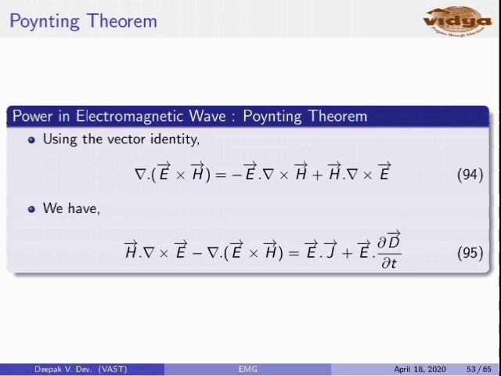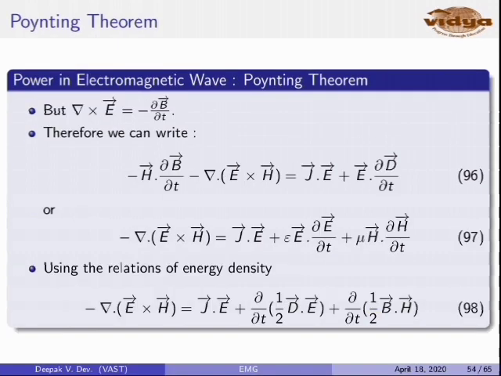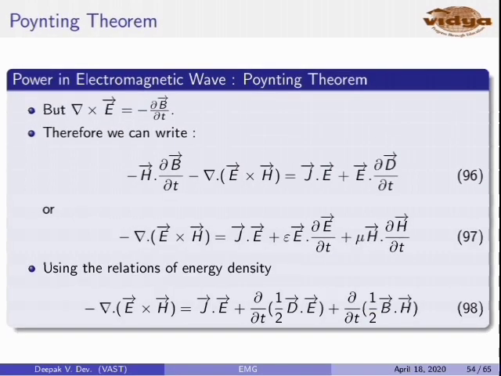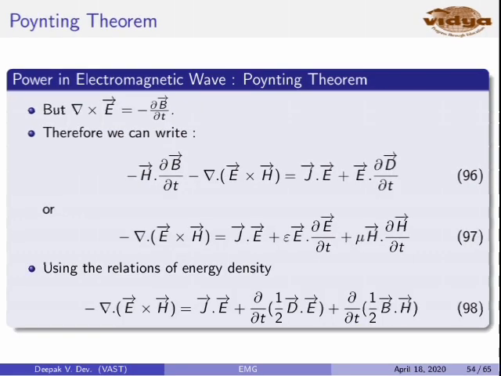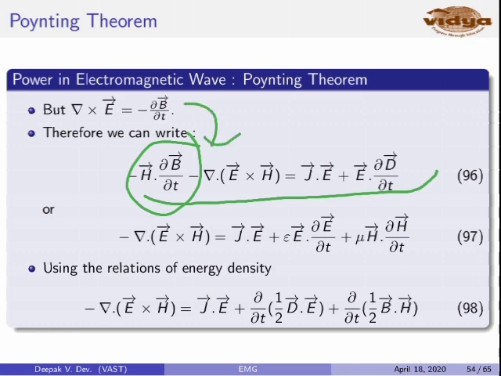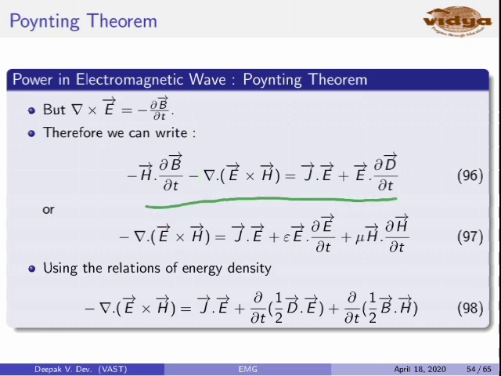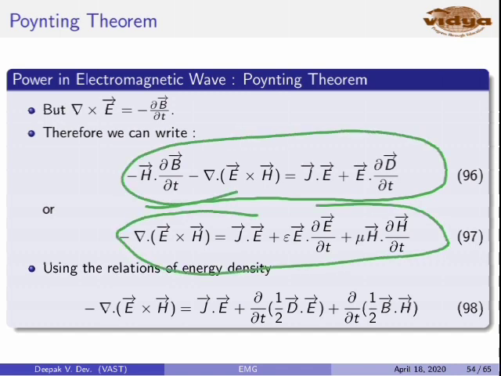Next, in equation 95, we have to substitute for del cross E. For that, we can use another Maxwell's equation, that is del cross E is equal to minus dou B by dou t. So in equation 95, we will substitute for del cross E as minus dou B by dou t and we will obtain this equation. So here we substituted this one. Okay, so after obtaining this equation and rearranging, the equation becomes this.